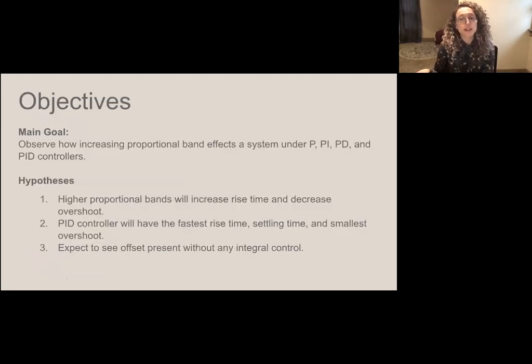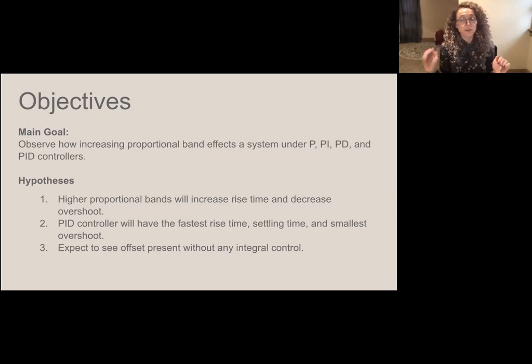Moving on to the objectives of this experiment. Our main goal was to investigate the effects of increasing proportional band in P, PI, PD, and PID controllers, while also determining which controller was most effective in terms of settling and response time for this particular system.